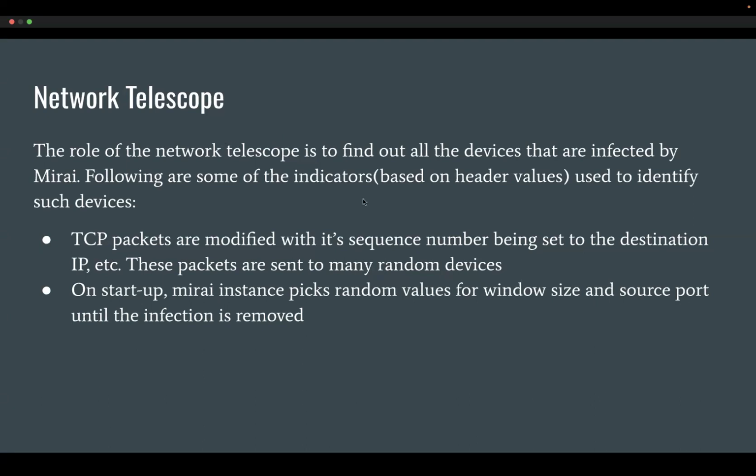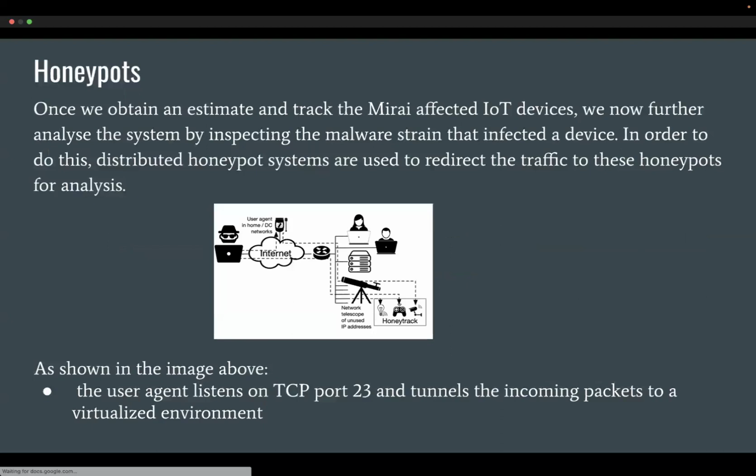All these infected devices could be identified because of certain indicators. Some of them include these TCP packets that were modified because, as we've seen, TCP/IP packets are modified as random values generated using the RNG algorithm are inserted. Also, on startup Mirai instances pick random values for the window size, which is not common, and for the source port, till the infection is there. That is how we can identify the infected devices.